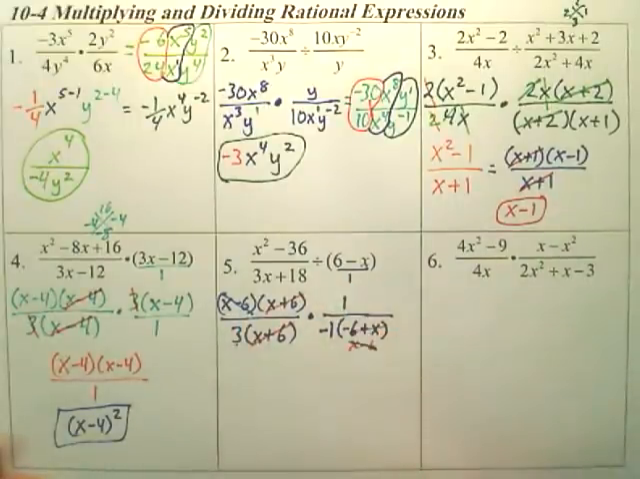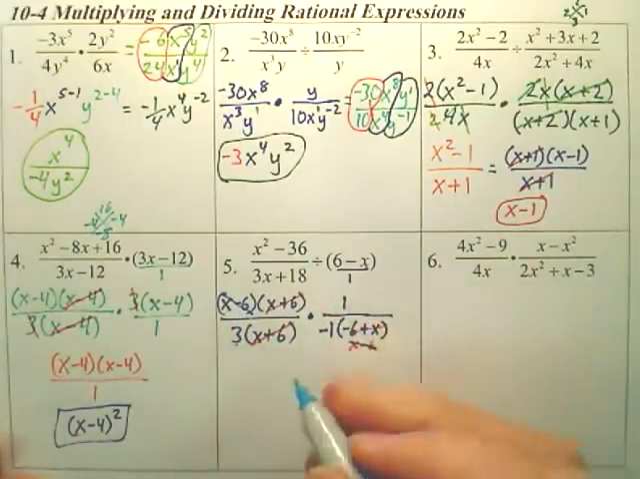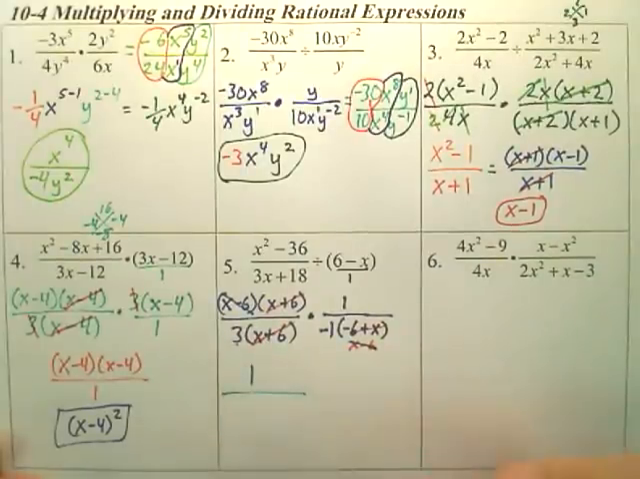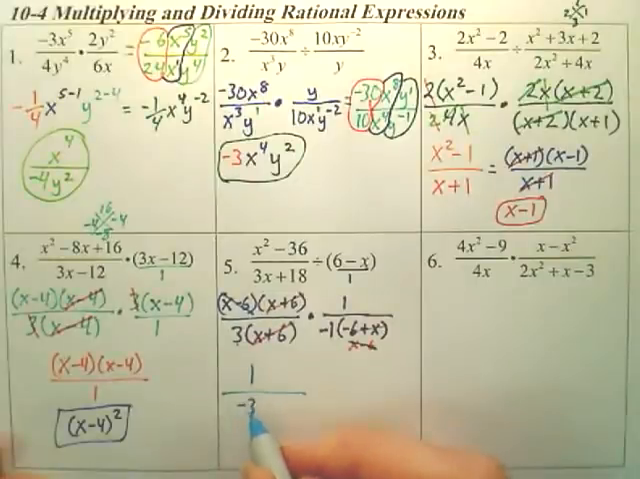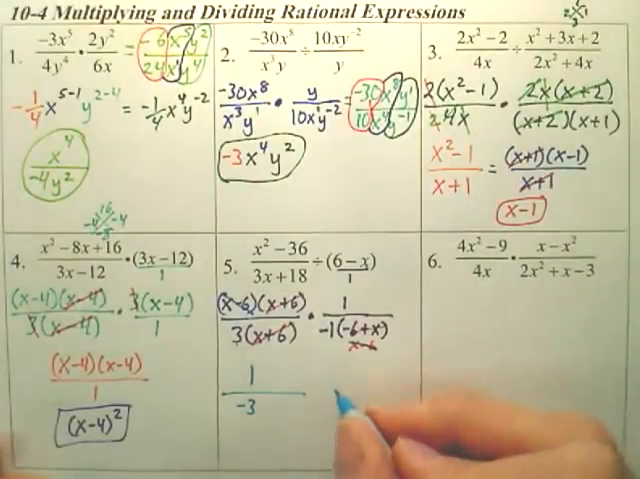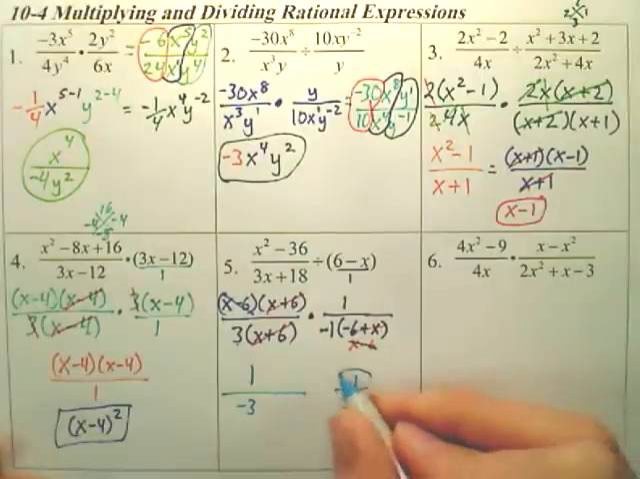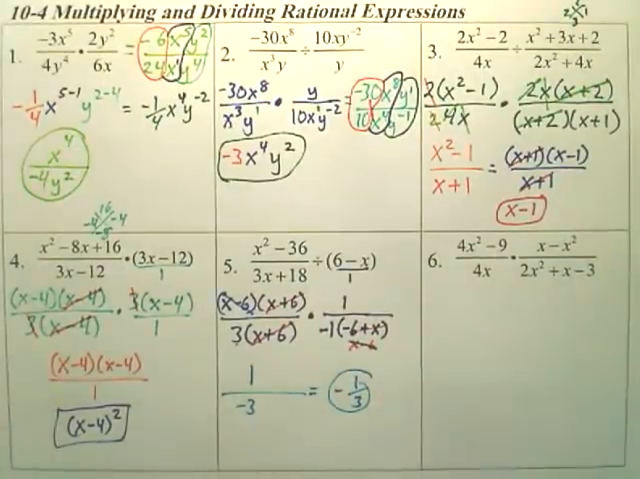You wouldn't have noticed. So what's left on top is a 1. And on bottom, we're left with 3 times negative 1, so that's negative 3. That's it. My answer is negative 1/3. Cool. All this is negative 1/3. That's kind of crazy.